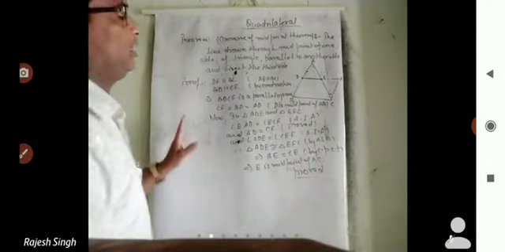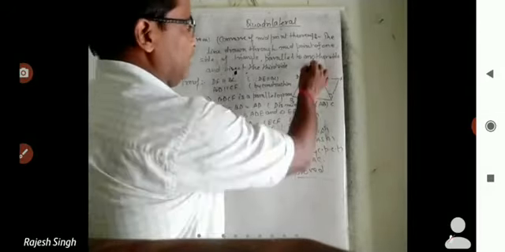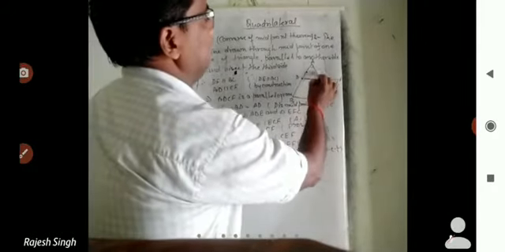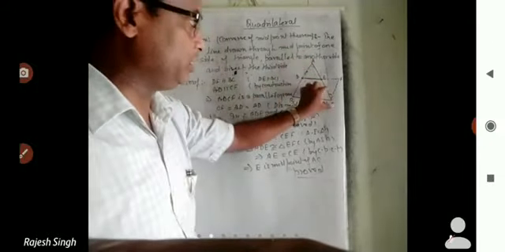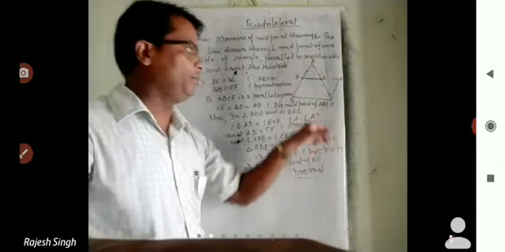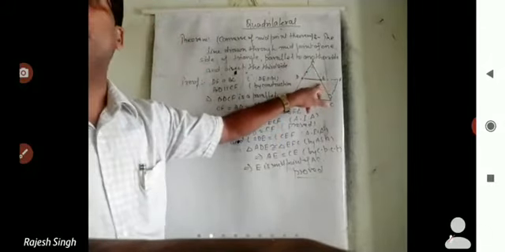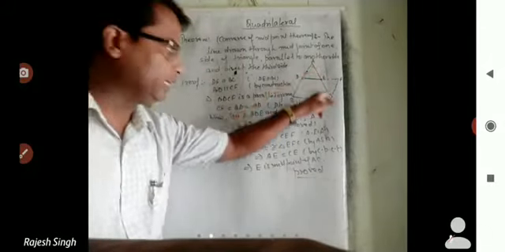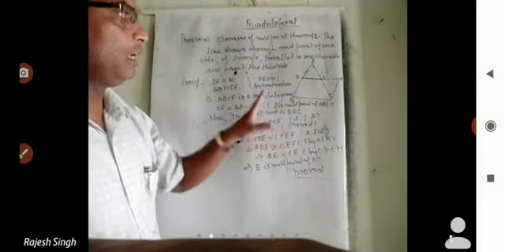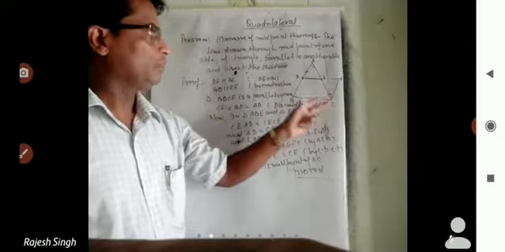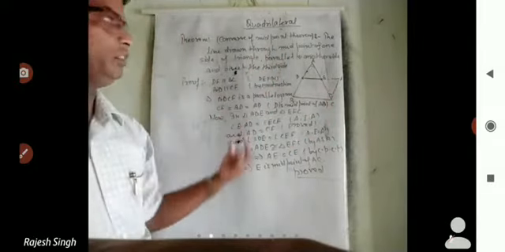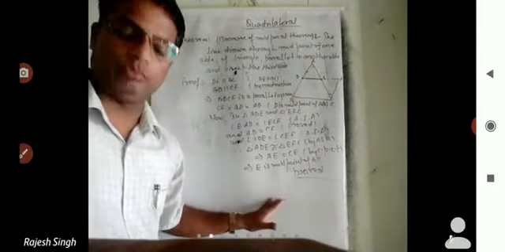When you prove that these two triangles are congruent, then you can say AE is equal to EC, and if we have proved that AE is equal to EC, then E is also the midpoint of AC, and that's what we wanted to prove here. In this way we prove it.